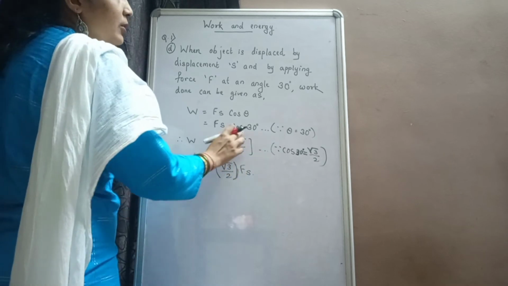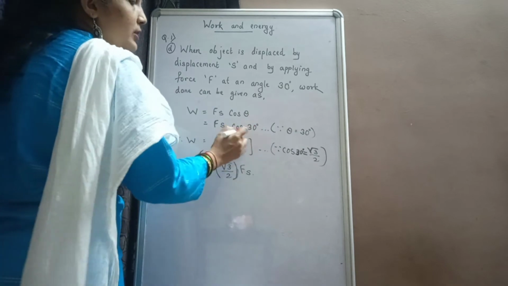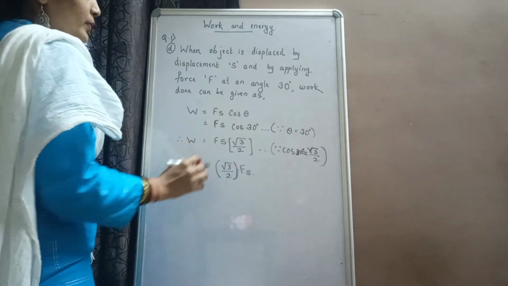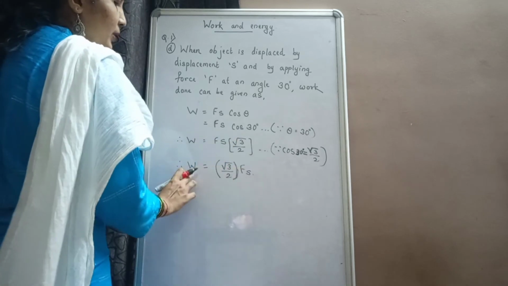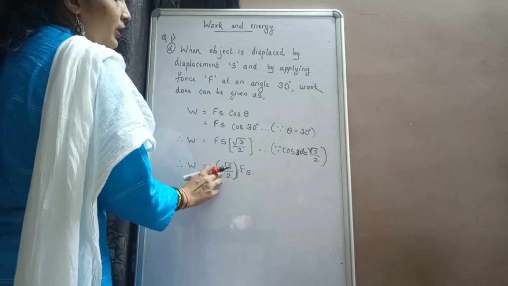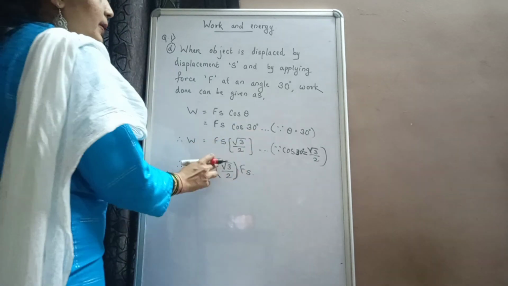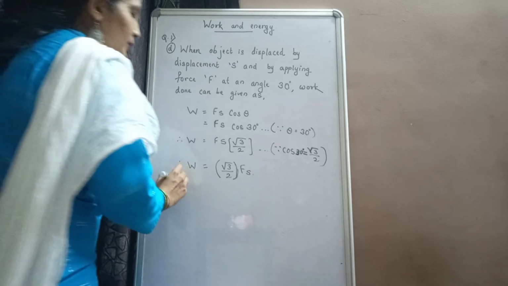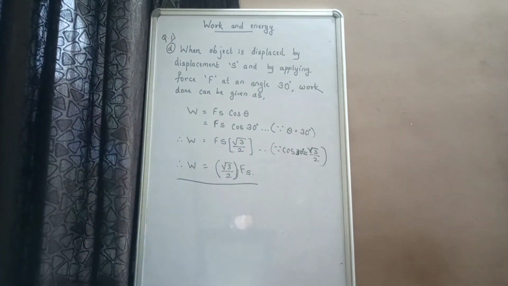So Fs cos 30 is what? Root 3 upon 2. I substituted root 3 upon 2 instead of cos 30. Fs will not change, it will remain as it is. So work done will be root 3 upon 2 times Fs.